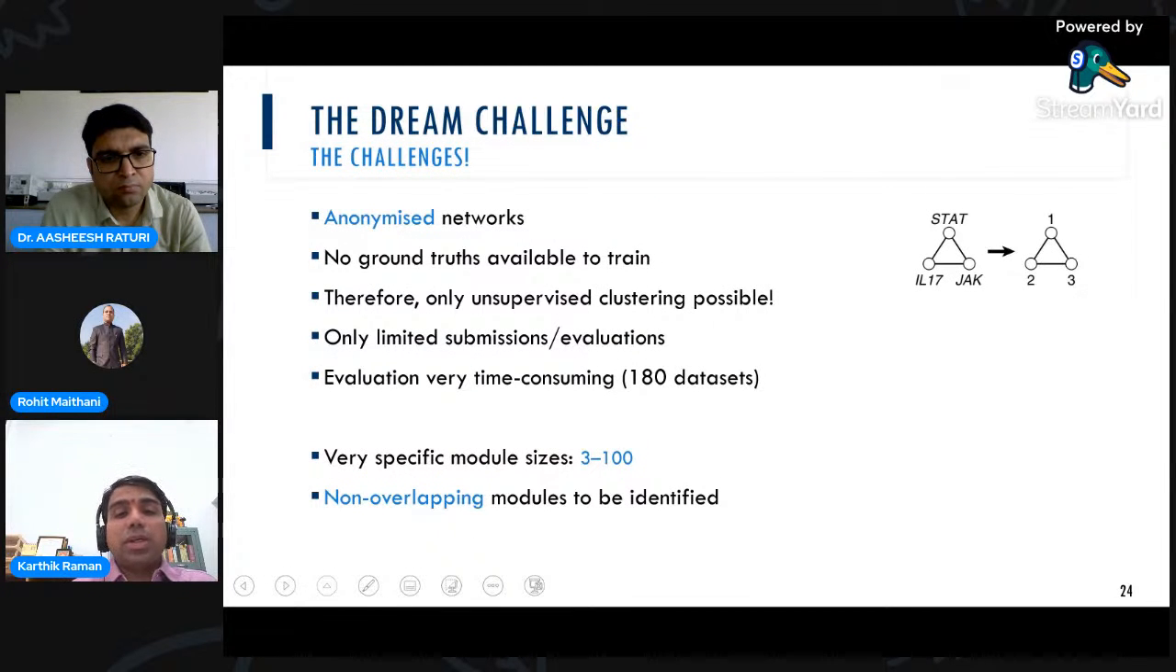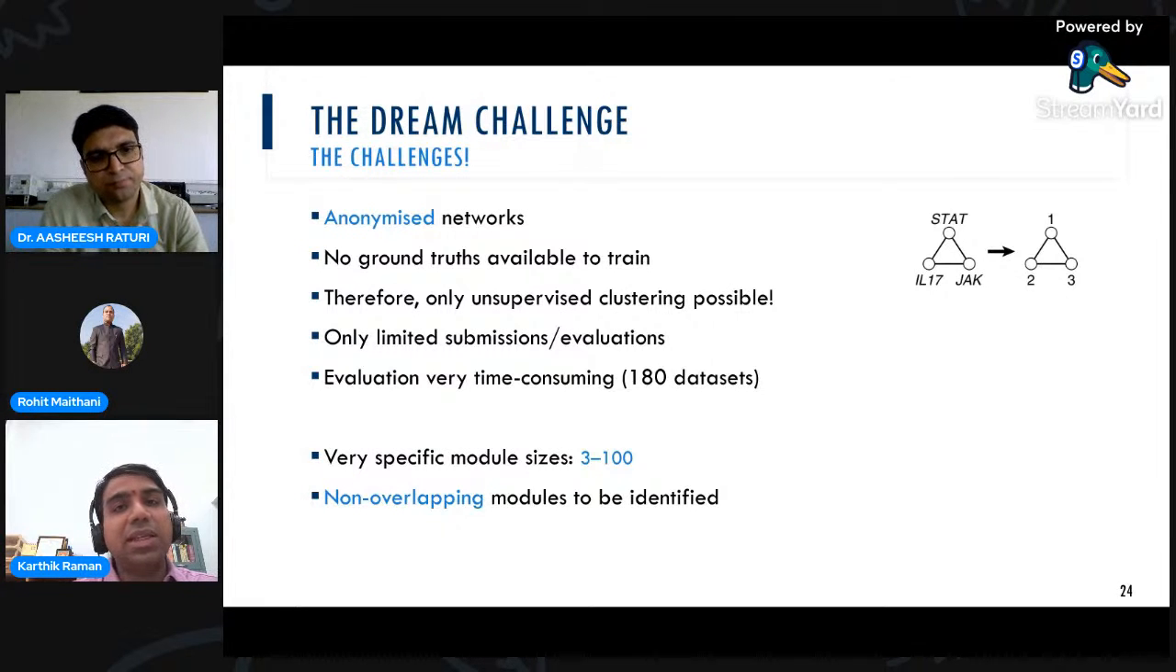But the challenge was they gave us anonymized networks. And so you have no idea if you're picking the right modules or not. And so there's no way to sort of, like in a supervised scenario in machine learning, you basically learn from examples. Somebody says that this kind of a person is likely to develop a particular kind of disease.